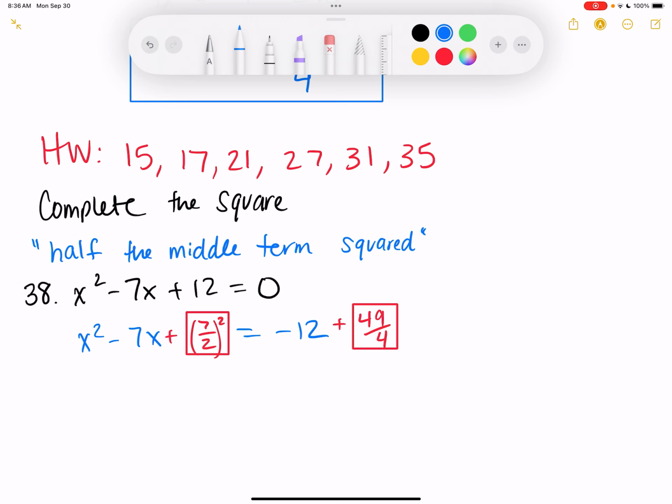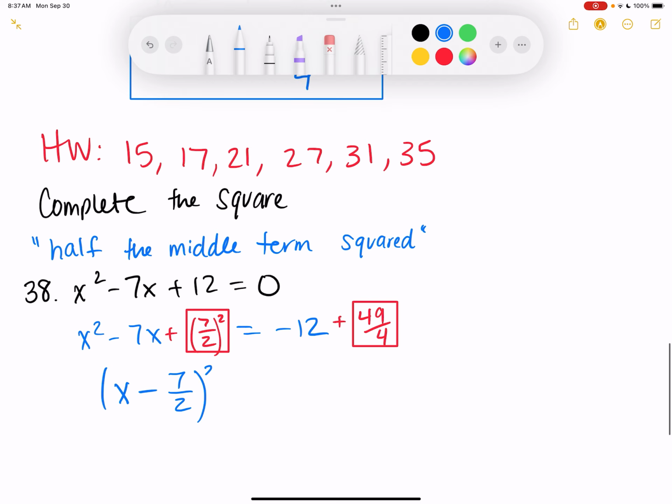So now the left side will allow me to have a perfect square trinomial. So the first term is squared and the last term is squared. And so what I can do is we take the middle sign. So it's x minus, the reason I write it this way is whatever is being squared, that's the number that goes here. So x minus 7 over 2, and the whole thing squared. So it's just a repeated factor.